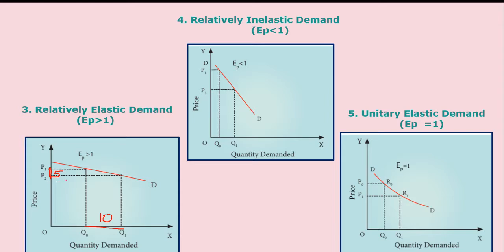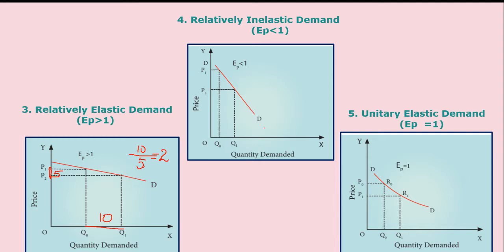So what is the formula for calculating elasticity of demand? Change in quantity demanded divided by change in price. The change in quantity demanded is 10 and the change in price is 5. So 10 divided by 5 is 2. 2 is greater than 1. So this is relatively elastic demand. Relatively elastic demand means the change in quantity demanded will be greater than the change in the price. So 10 divided by 5 will give you 2.